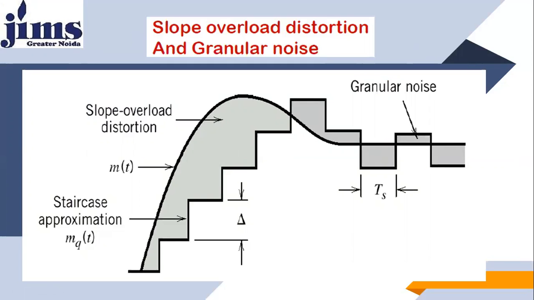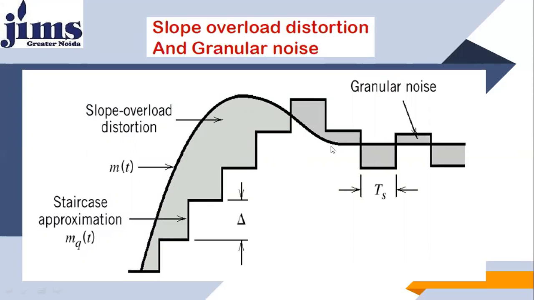The error comes into the picture because ideally your staircase signal should follow the analog signal. But in this case, the slope of the message signal mt is more as compared to the staircase signal, because the step size of the staircase is fixed. When your step size is fixed, there is no variation in the staircase signal. Because of that, this staircase signal does not exactly follow mt, and error comes into the picture. That condition is the slope overload distortion condition.